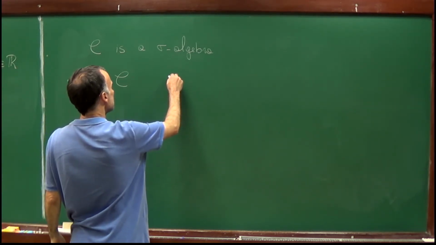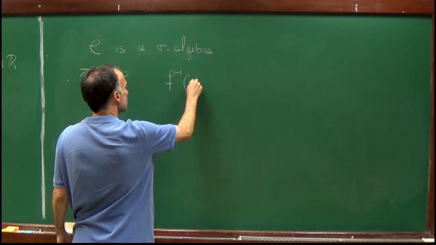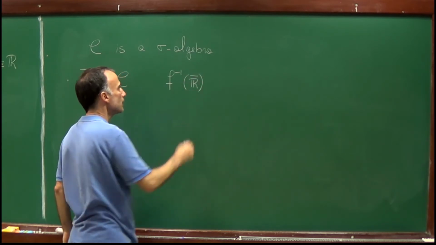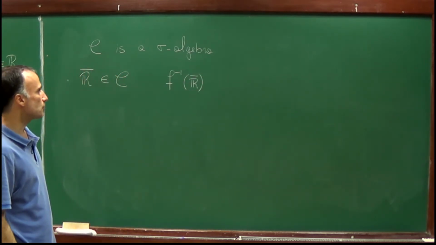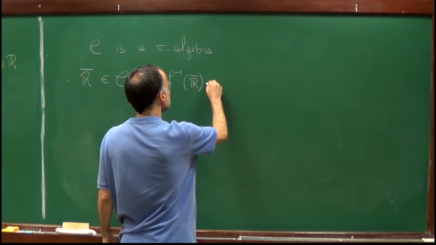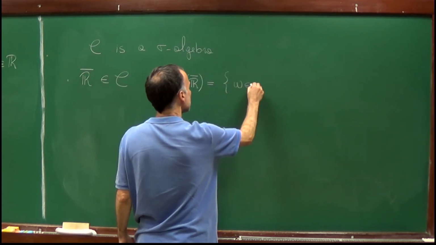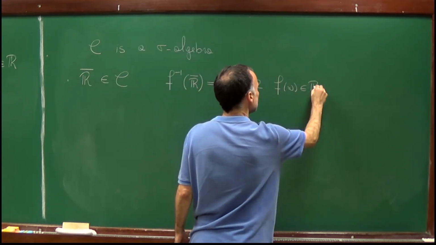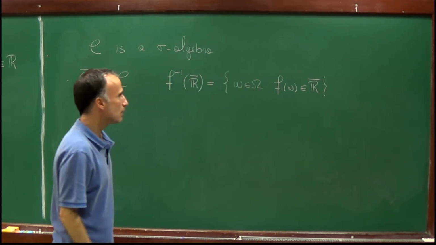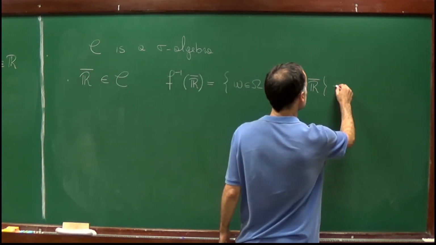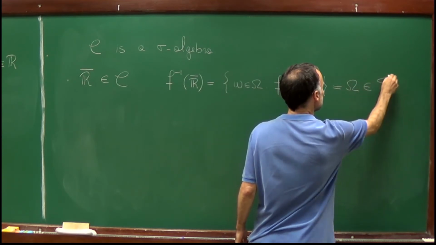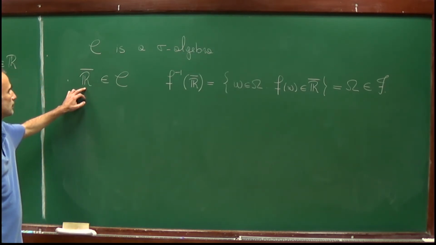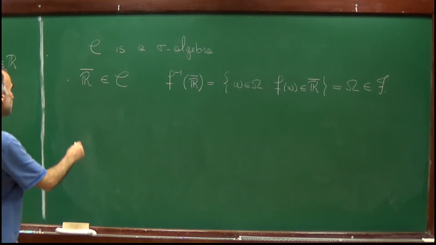And now we have to show that the inverse image of R extended belongs to the sigma algebra F. This is the set of all points omega in Omega such that F of omega belongs to R extended, and this is just equal to Omega, which belongs to the sigma algebra F, and therefore it's indeed true that R bar belongs to C.